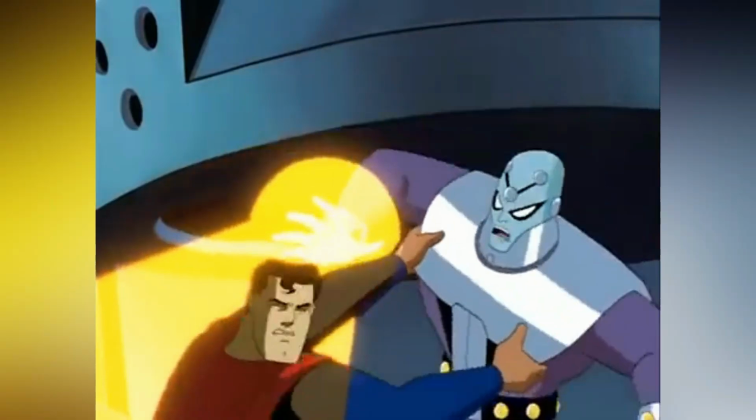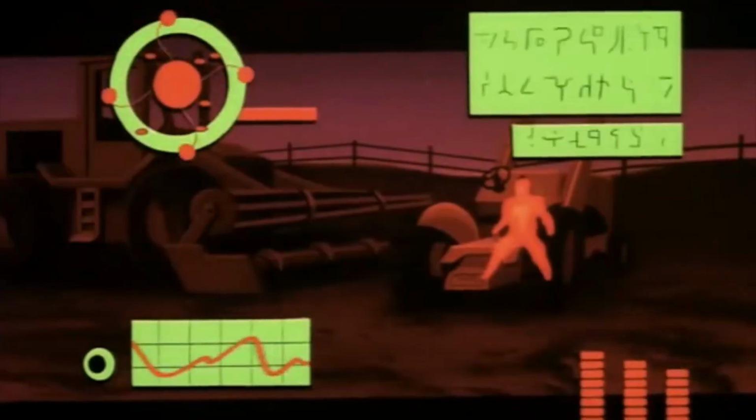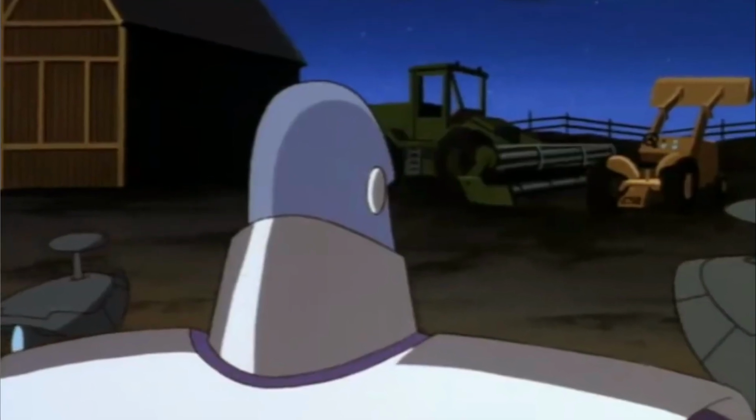Brainiac's technological prowess and physical strength make him a formidable opponent, and his willingness to destroy entire civilizations in pursuit of knowledge makes him a ruthless and dangerous adversary.